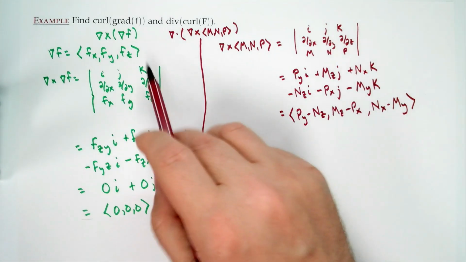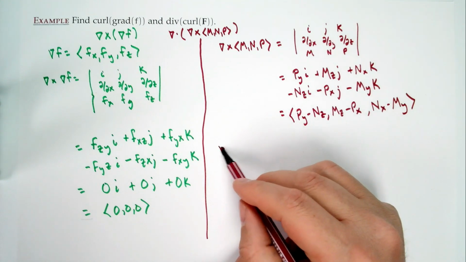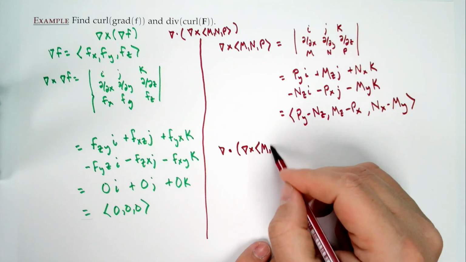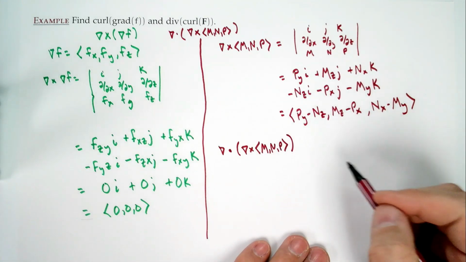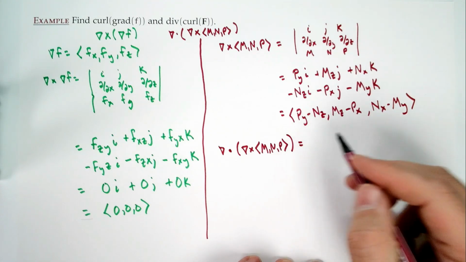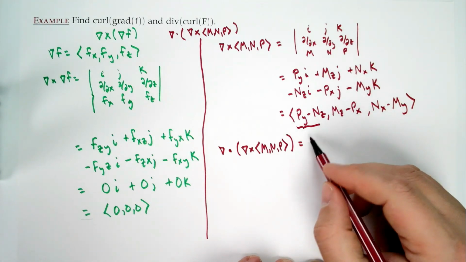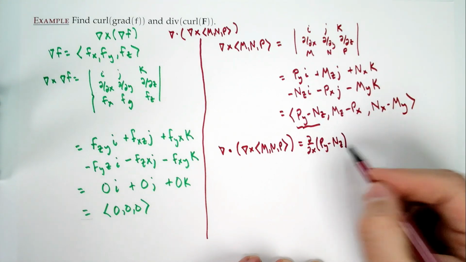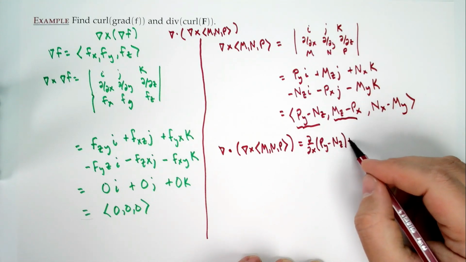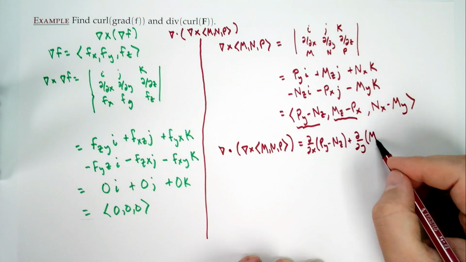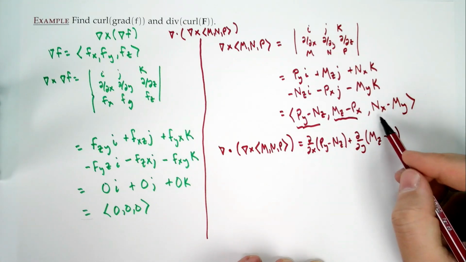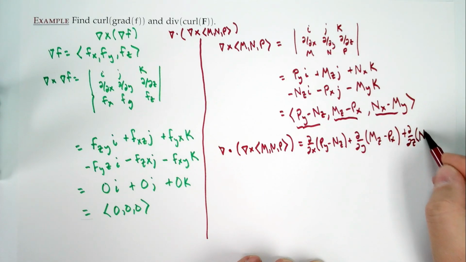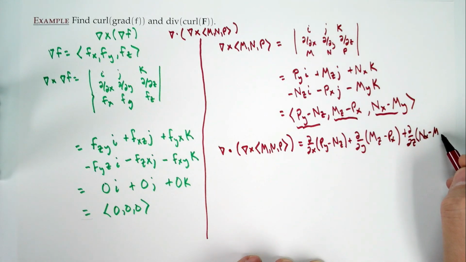Now remember, we're doing divergence of the curl. So del dot del cross M, N, P will be, well, we're going to come to the first term here, take the derivative with respect to x. So taking the derivative with respect to x, py minus ny. Go to the second term, take the derivative with respect to y. So derivative with respect to y, mz minus px. And we're going to go to our last term and take the derivative with respect to z. Derivative with respect to z of nx minus my.